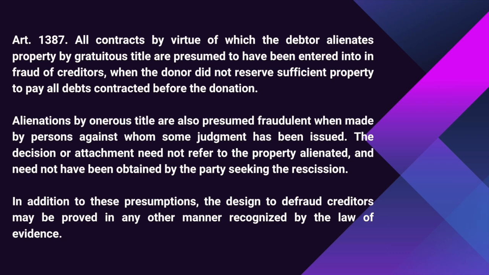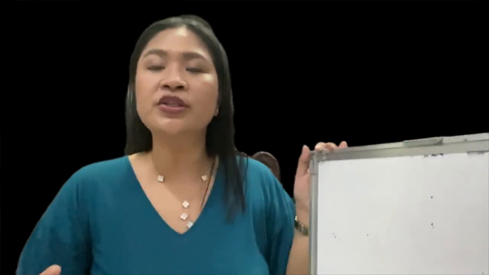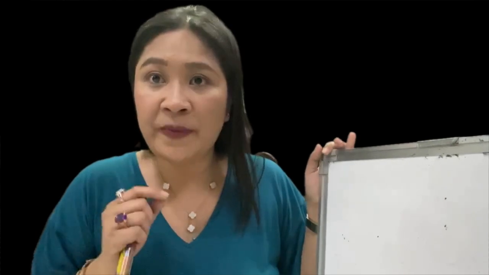For onerous donations, there is the presumption of fraud. You find it in the second paragraph. Alienations by onerous title are also presumed fraudulent when made by persons against whom some judgment has been issued. The decision or attachment need not refer to the property alienated and need not have been obtained by the party seeking the rescission. So let me give you an example, okay, so that it will be clear. So for onerous alienations, there is the presumption of fraud if there was already a judgment against you.